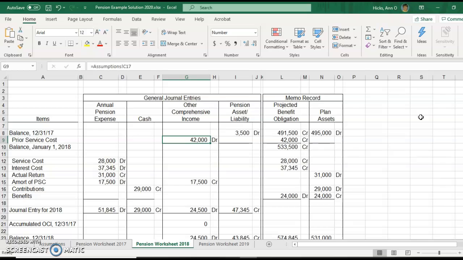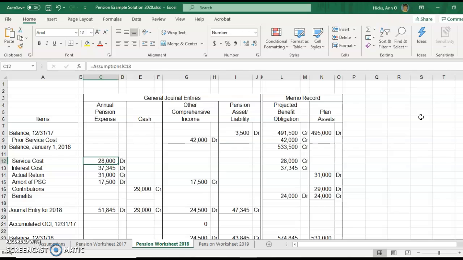And then, as I had mentioned in the original introduction, FASB says you don't have to hit a single year with that full adjustment. Put it in other comprehensive income and then amortize it. So what we're doing here is debiting other comprehensive income for the $42,000. And then again, acknowledging the fact that the PBO would increase by that dollar amount. And had we recorded those in the past, we would have actually started January 1, 2018 with $533,500. Okay.